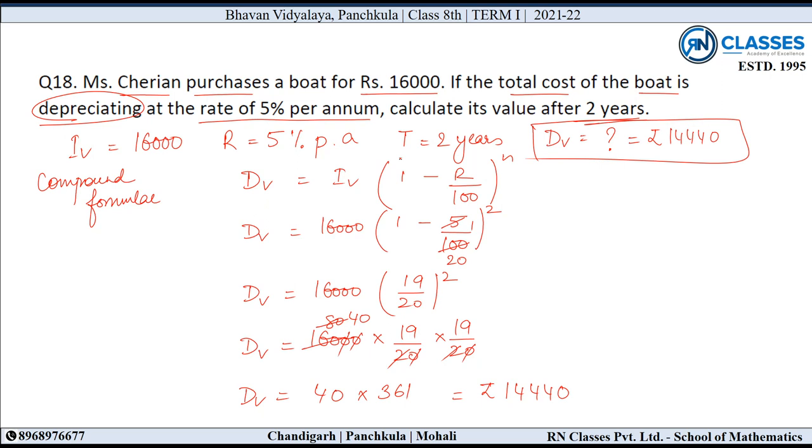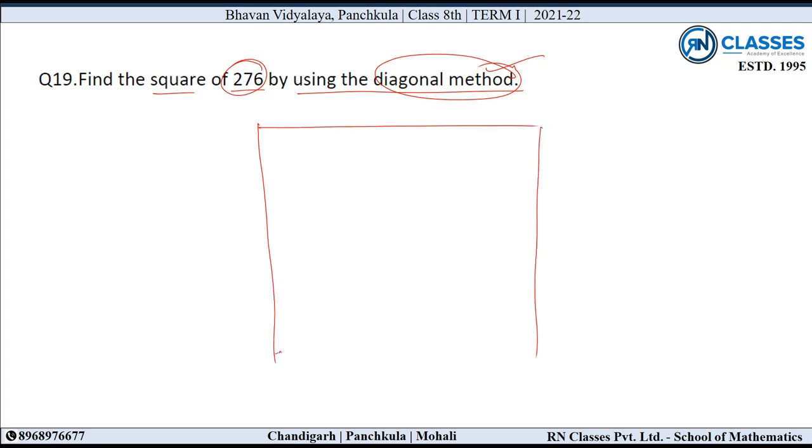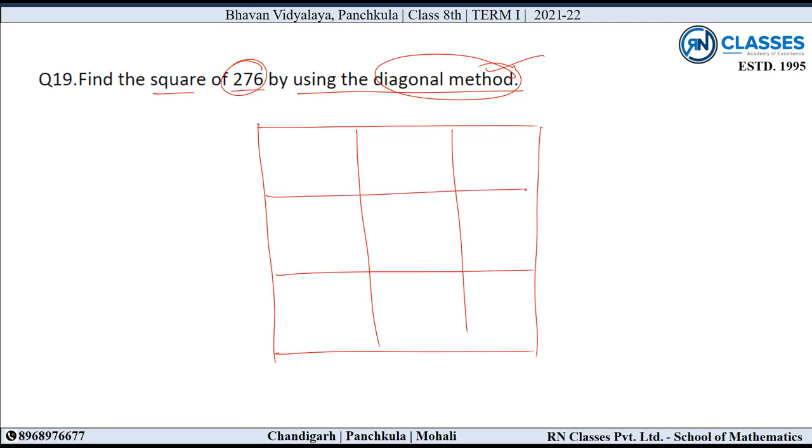3 marks. Question number 19. Find the square of 276 using the diagonal method. Using the diagonal method, I have to find the square of 276. Simple. Now, this is a triple-digit number, a 3-digit number. Right? So now we will make a 3 by 3 square easily. It is made. 2, 7, 6.